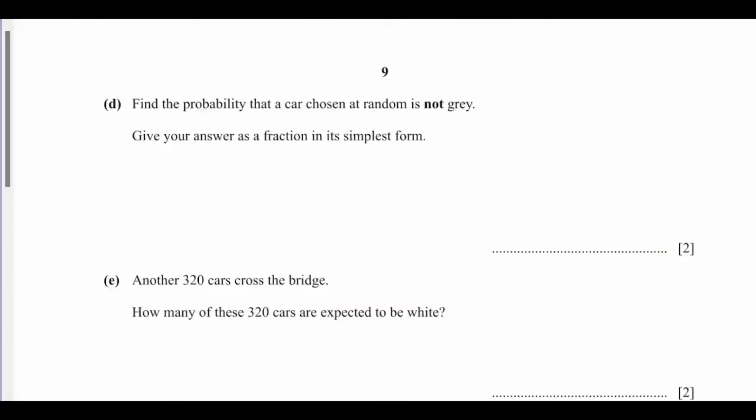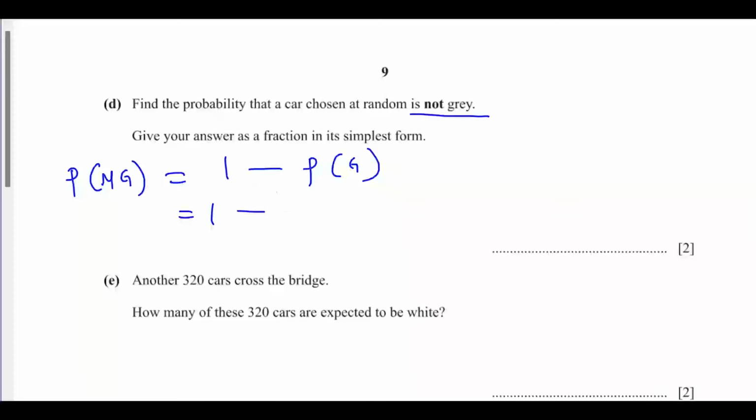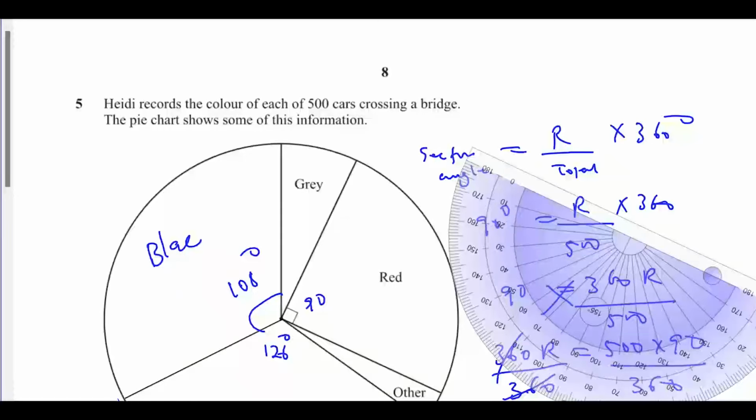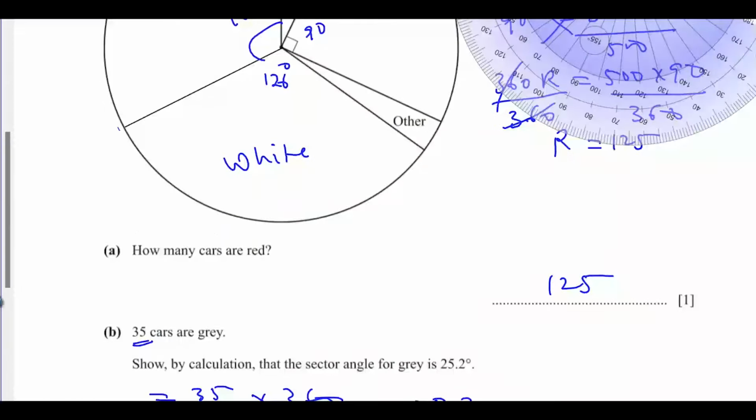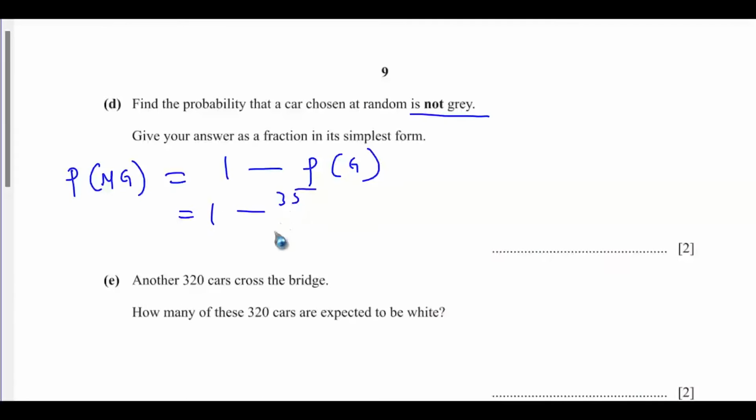That should be 5D. Find the probability that a car chosen at random is not gray. So the probability that it is not gray will be equal to 1 minus the probability that it is gray, and that will be 1 minus the gray. The number of gray is 35. So look at it here, 35 over 500. If you do this, you get 93 over 100, because we are asked to give the answer as a fraction in its simplest form. So we have 93 over 100.